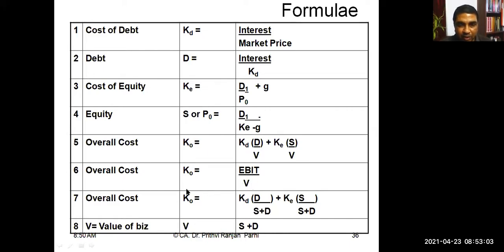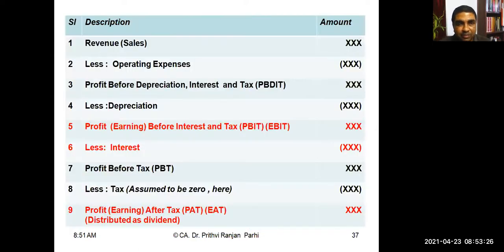Okay, and overall cost is also equal to KD multiplied with D by S plus D, plus KE multiplied with S by S plus D. The value of the business or V is equal to S plus D. Are you getting me? If you have understood this, we can move ahead. This is the structure I had shown you.